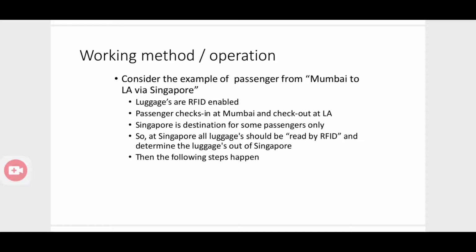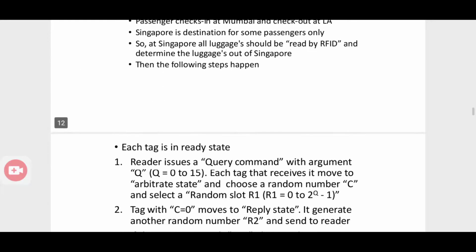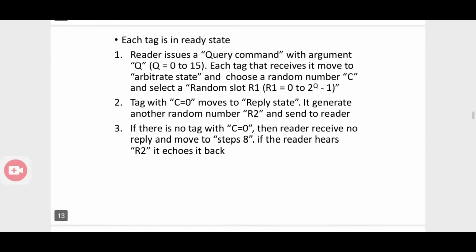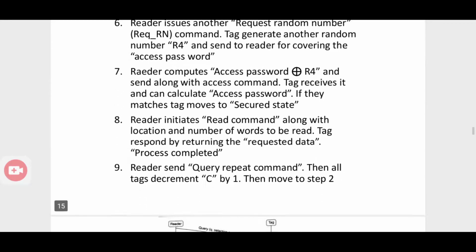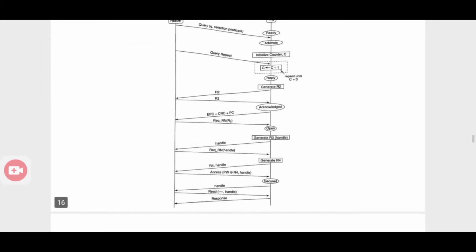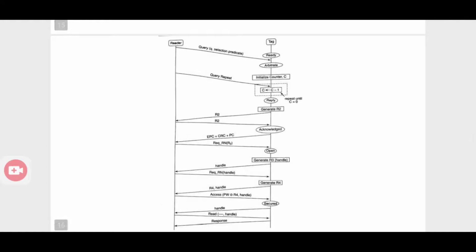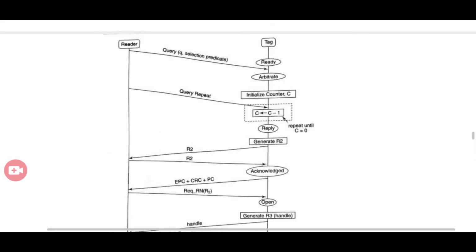OK, so what steps do we have, or how does it operate? So that will be explained. All these steps are explained in this figure. So you have to study this figure. Each baggage contains an RFID tag and the reader can read that tag.